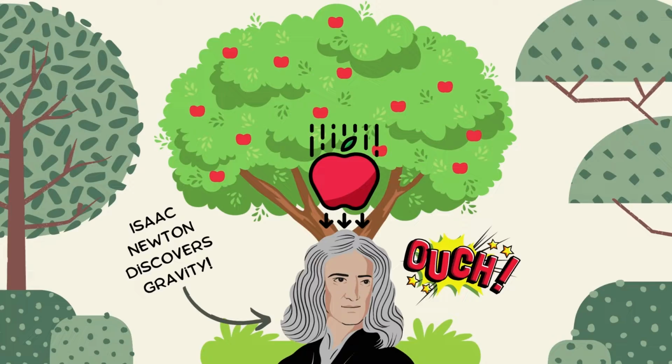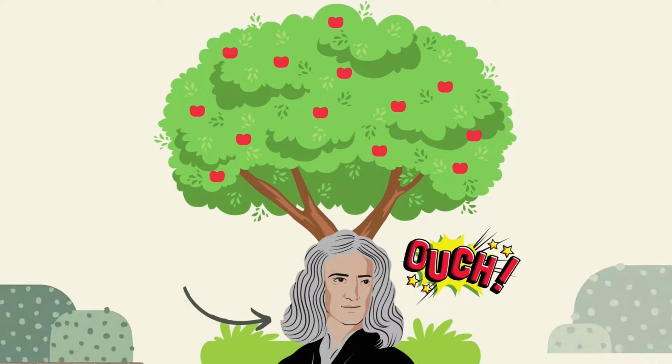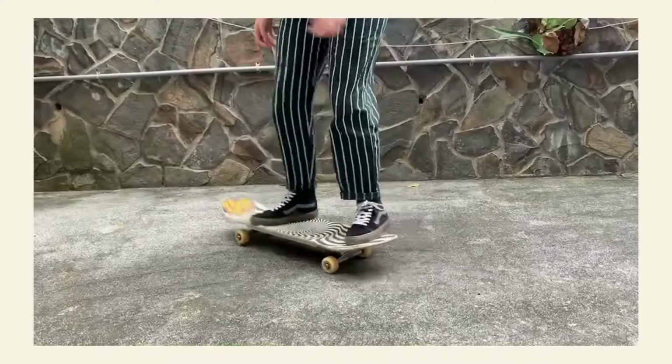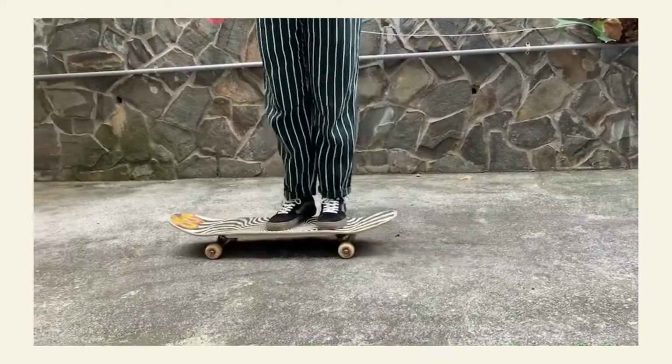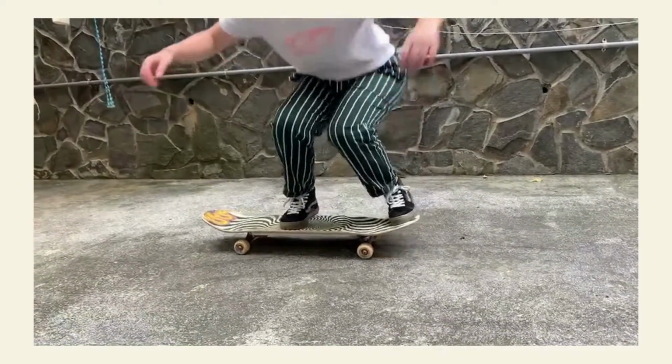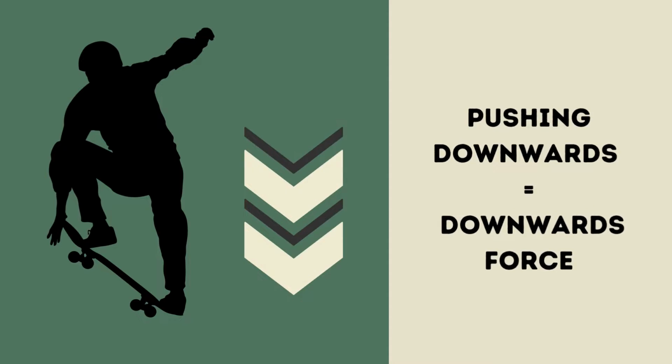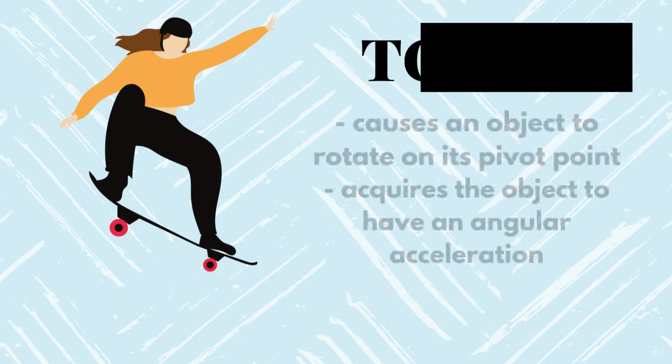Now that you know Newton's third law, let's apply this to the ollie. When you're doing an ollie, you have to keep one foot on the board and propel yourself forward with the same amount of force that you push backwards. The downward push, or shall I say downward force, will cause the board to launch back into the air.